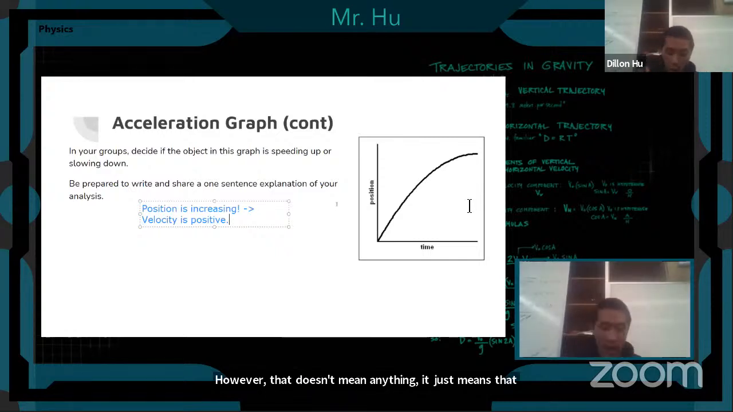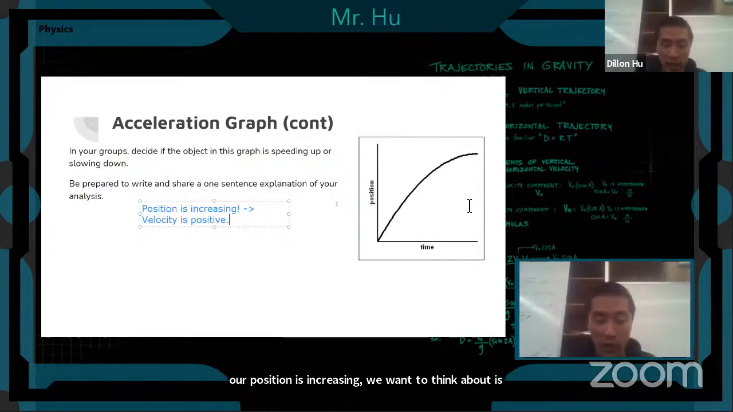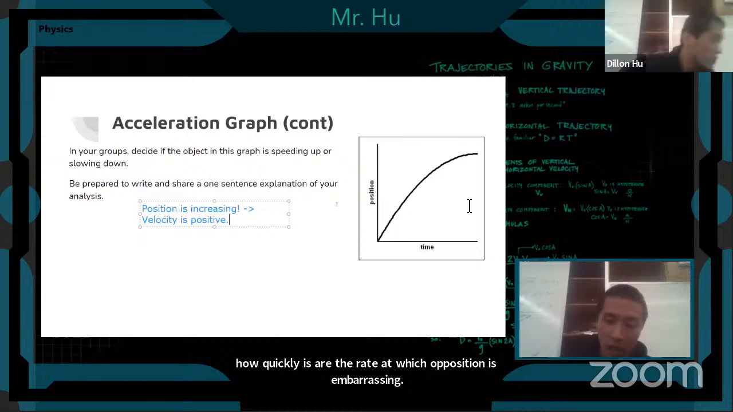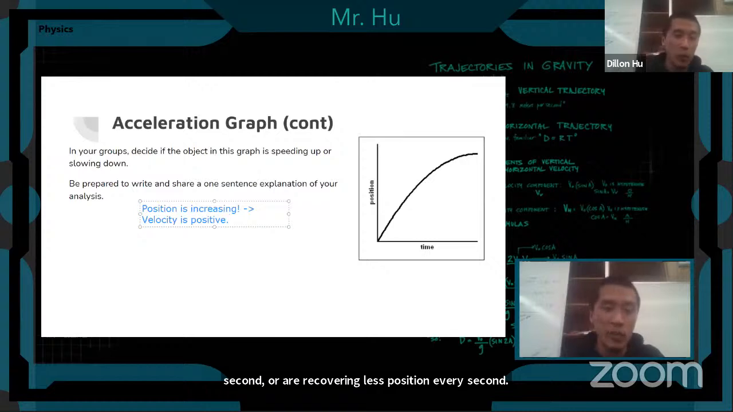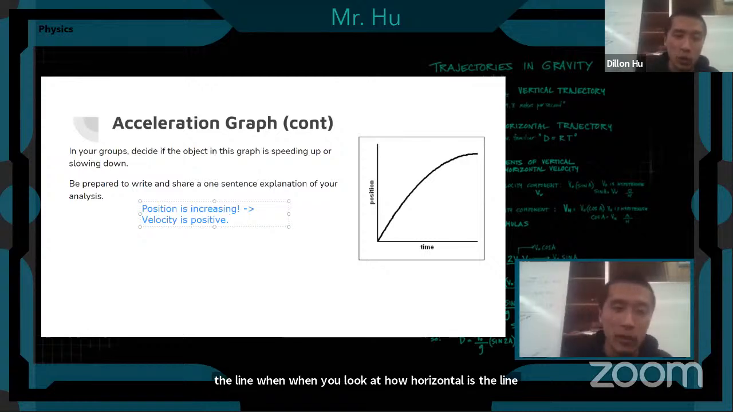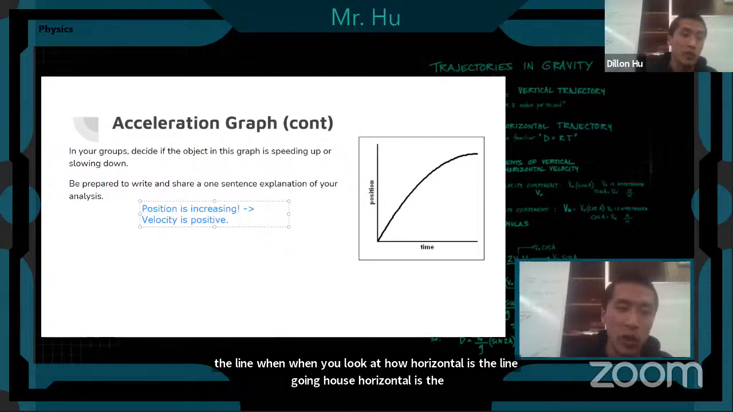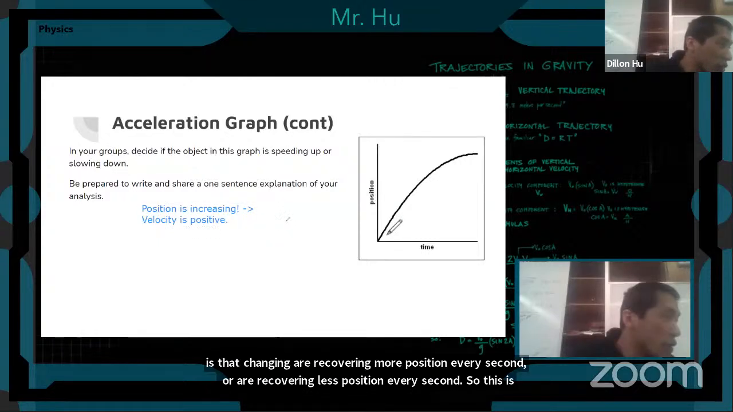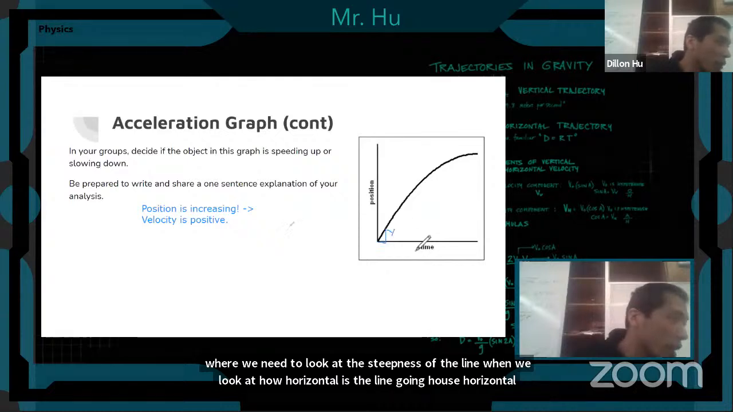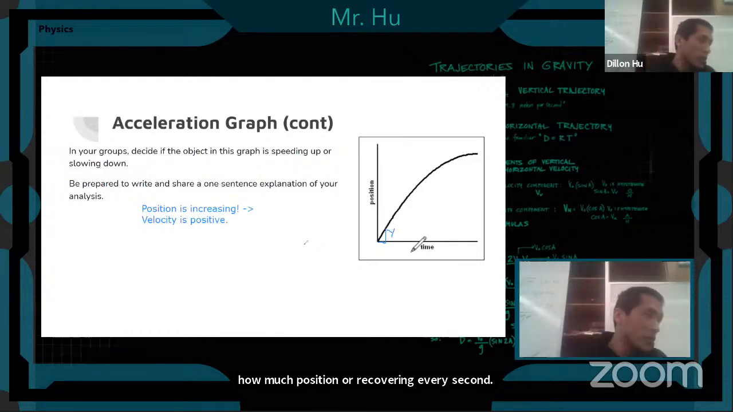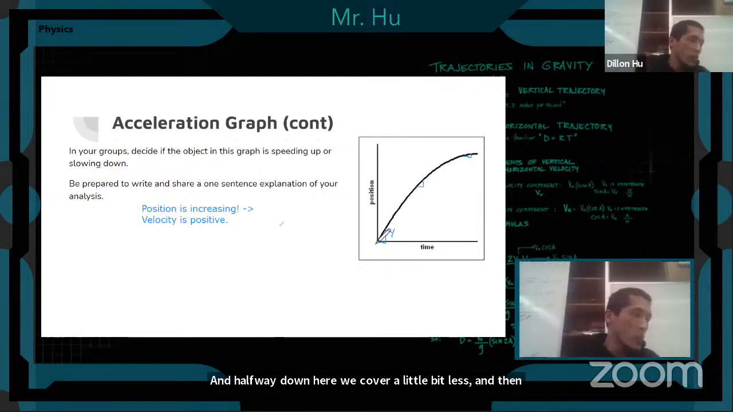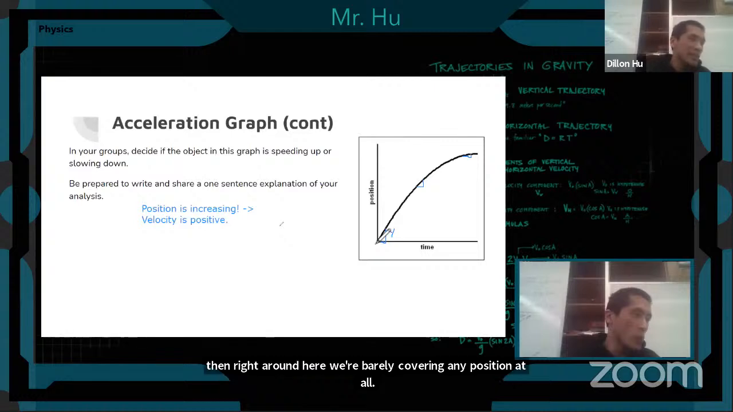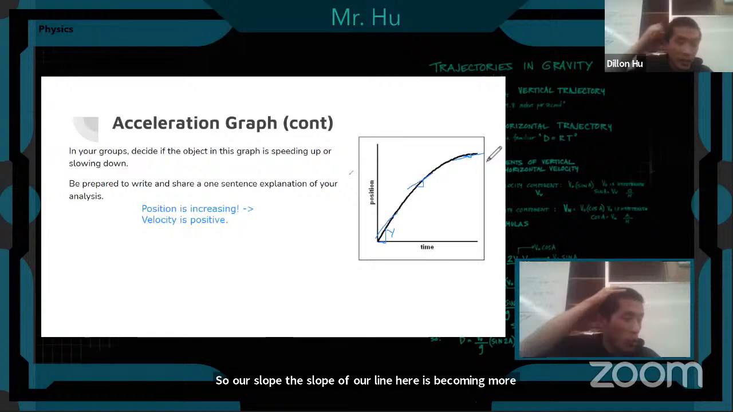What we want to think about is the rate at which our position is increasing, and how that is changing. Are we covering more position every second, or are we covering less position every second? So this is where we need to look at the steepness of the line, how horizontal the slope is, how much position we are covering every second. In the first second or so right here, we're covering quite a bit of position. Halfway around here, we cover a little bit less. And right around here, we're barely covering any position at all. So the slope of our line is becoming less and less steep, towards the end where it's almost horizontal.